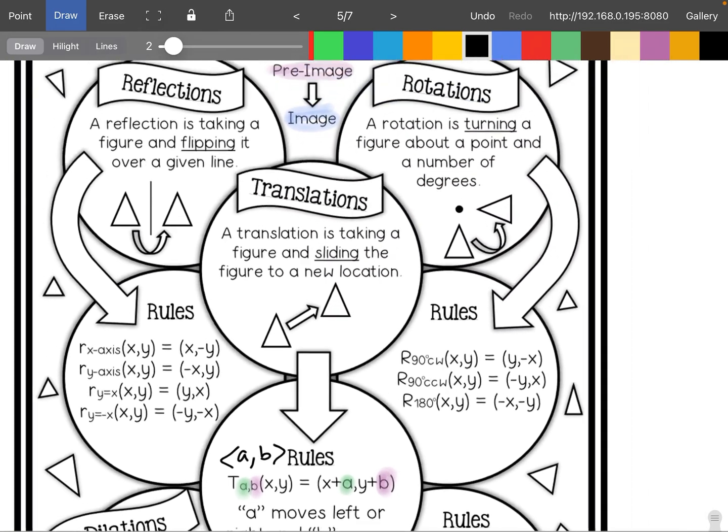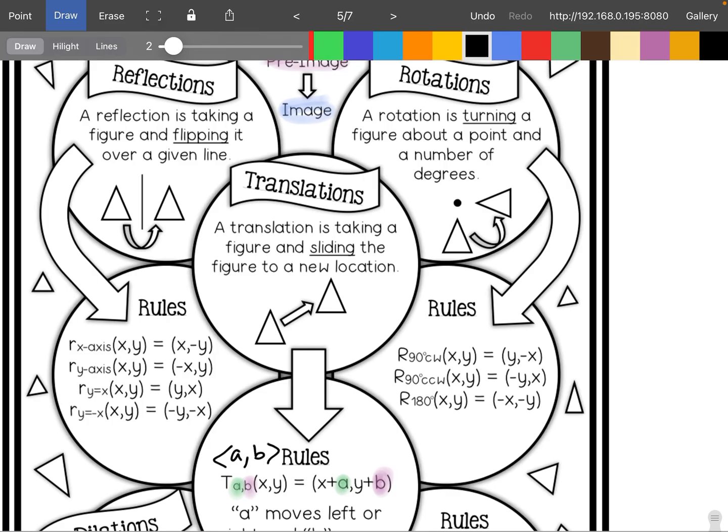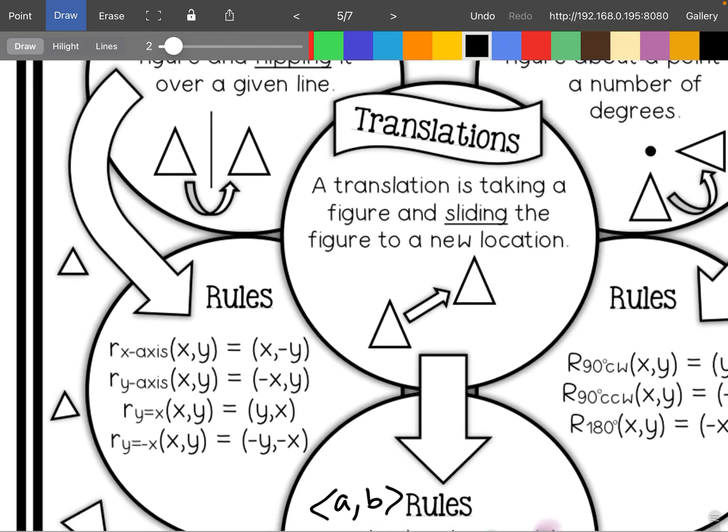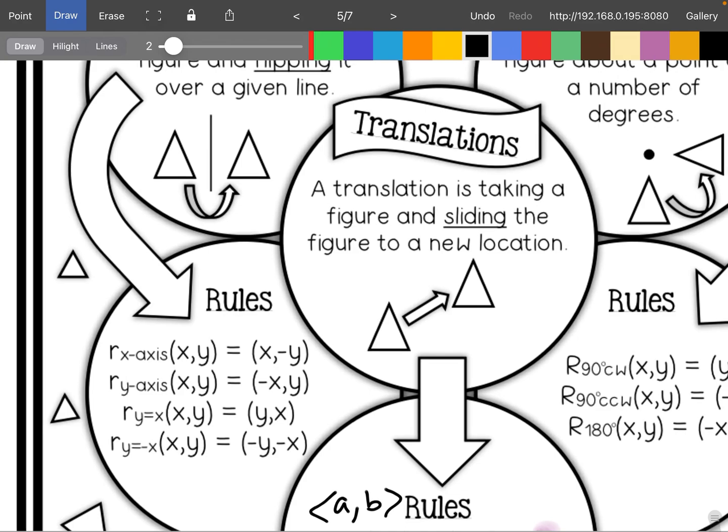The second rule that we need to make sure we know is reflections. So reflections is when you flip something over a given line. And there's 4 different ways we can reflect. If we're reflecting over the x-axis, what happens is you change the sign of y. So it's written as negative y, but it doesn't mean that y has to be negative. It means if it was negative, it becomes positive. If it was positive, it becomes negative. The x stays the same.